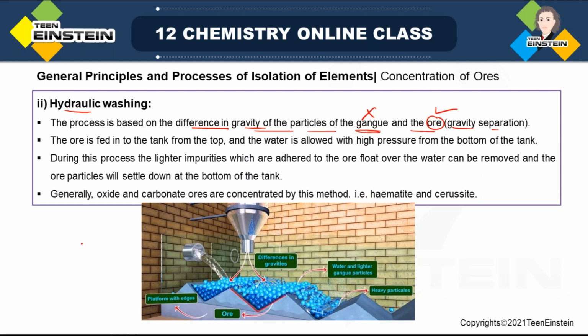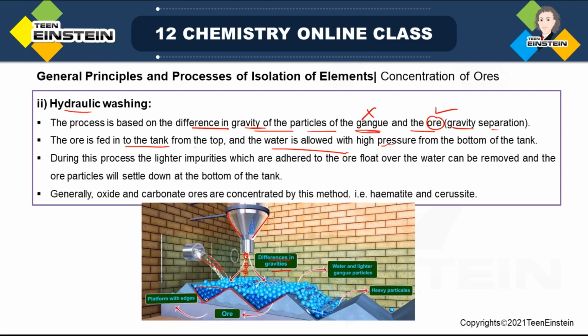So in this process, the ore is fed into the tank from the top and water is allowed in with high pressure from the bottom of the tank. Here, in this tank, you have taken the ore which contains the impurity, and it is falling from here. And you are supplying water flow with a very high pressure. As the particles fall, there is a difference in gravities, so some particles are lighter, some particles are heavier.